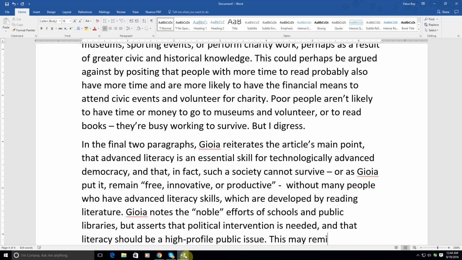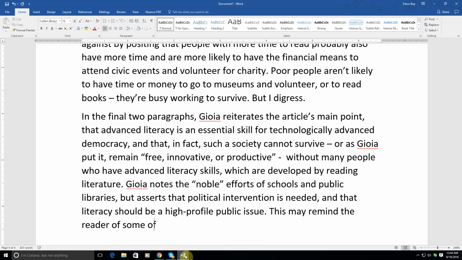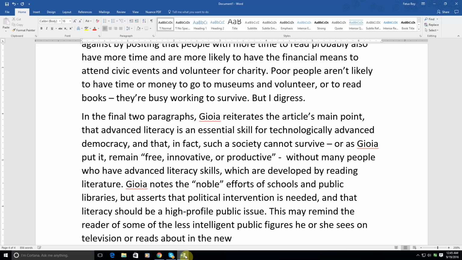This may remind the reader of some of the less intelligent public figures he or she sees on television or reads about in the news.